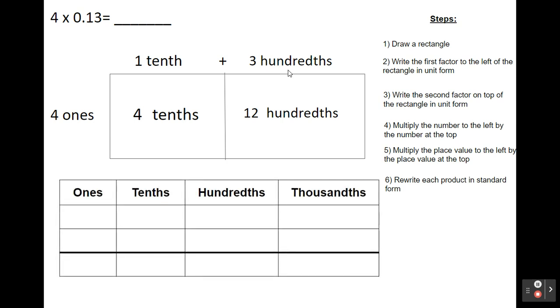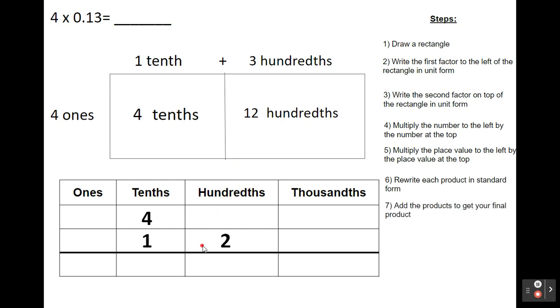Now let's rewrite each product in standard form. We can use our place value chart to help us. Let's start with 4/10. This means the 4 is going to go in the tenths place. Now let's go to 12/100. Since the 2 is the last digit, we know that 2 is going to go in the hundredths place. The 1 is regrouped to the tenths place. So here we have 12/100.